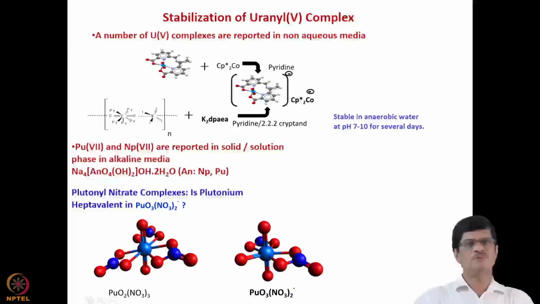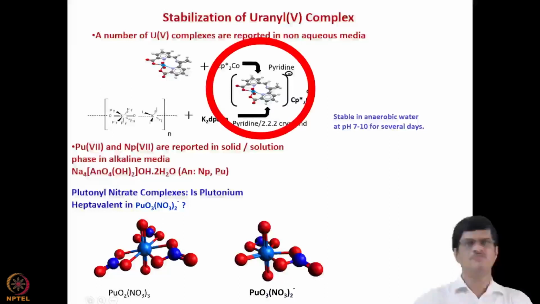And the medium where these types of complexes are formed is DMSO, THF or pyridine. In all these cases, the 222 cryptand plays a very important role while forming this type of complex, because it forms a cationic species with the potassium, and then this complex, which is an anionic species, is mentioned here. This forms sort of an ion pair, and that is how it is stable.